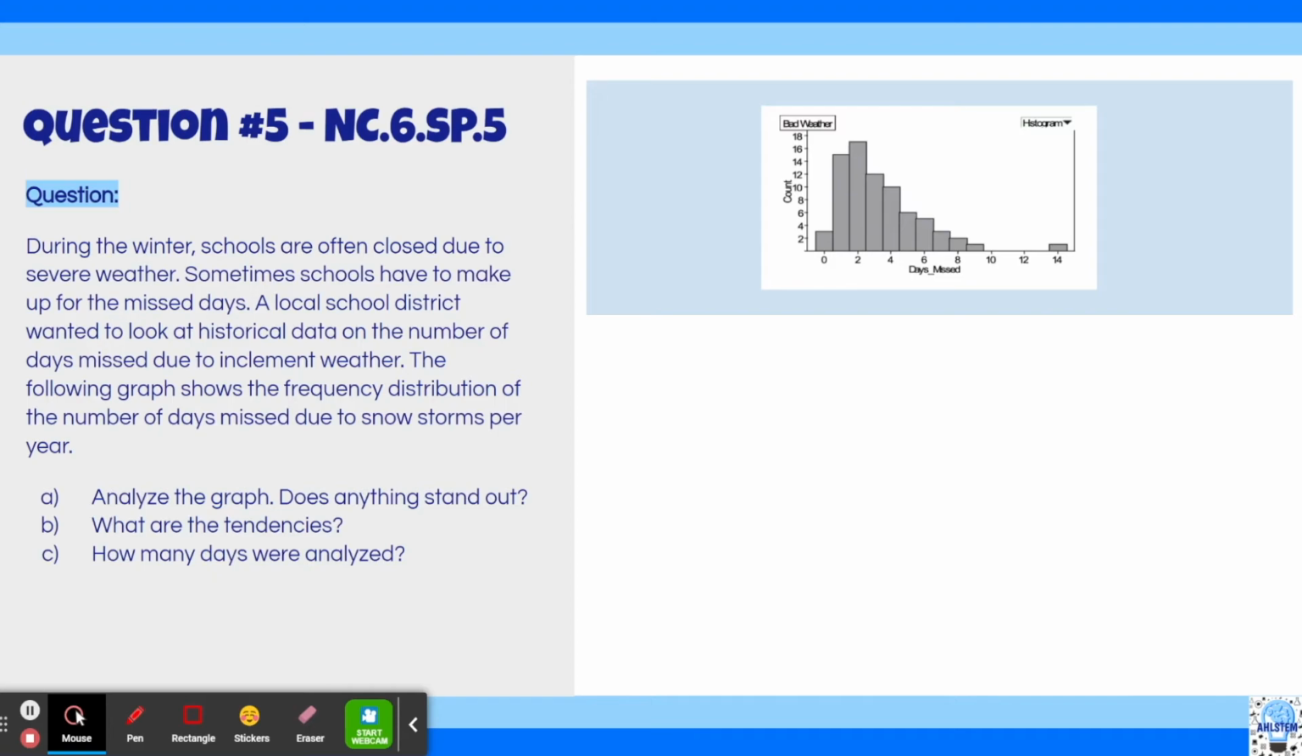So there's 3 different parts for this. First, analyze the graph. Does anything stand out? B, what are the tendencies? C, how many days were analyzed? So take a look at this graph. Feel free to pause and take a look at it longer, or just pause to solve it. And in a few seconds, we'll check our answer.